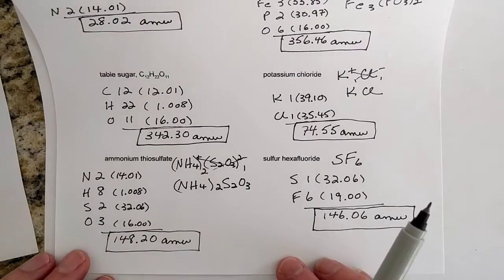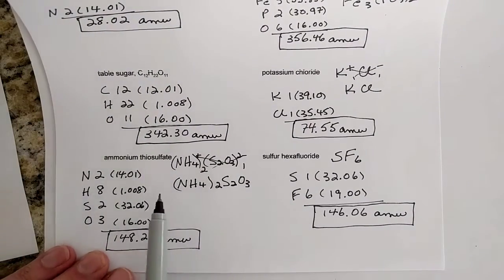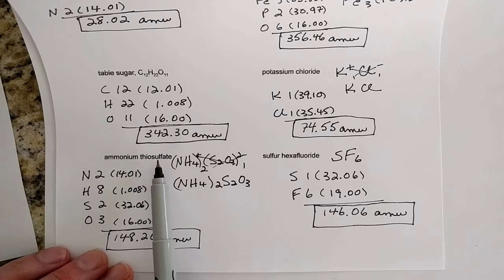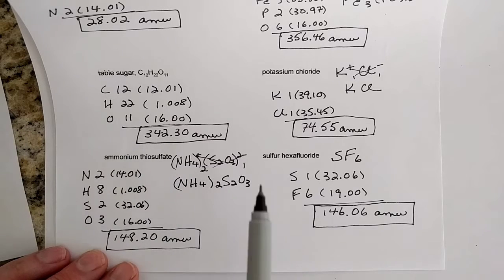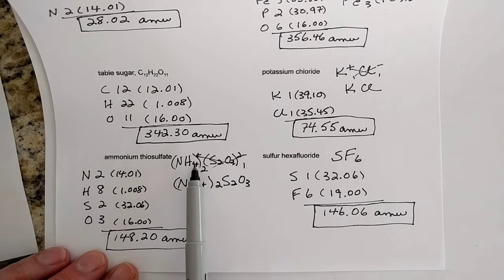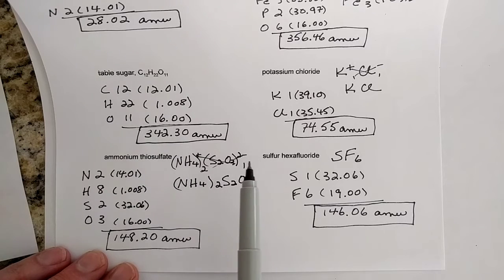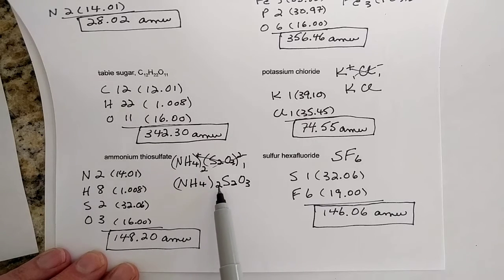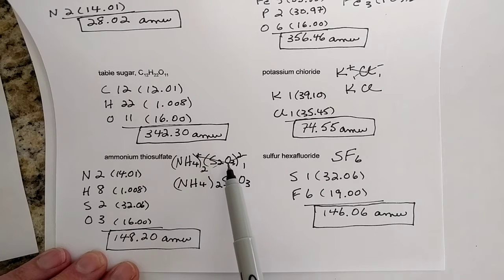And then ammonium thiosulfate. So here we have an ionic compound composed of a polyatomic cation and a polyatomic anion. Ammonium is NH4 with a +1 charge. Thiosulfate is S2O3 with a 2- charge. Cross your charges, and we get (NH4)2S2O3. The NH4 must have parentheses around it because it has a subscript of 2 outside. The S2O3 does not get parentheses because its subscript is a 1.